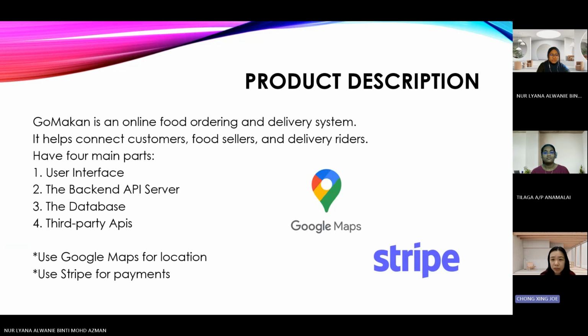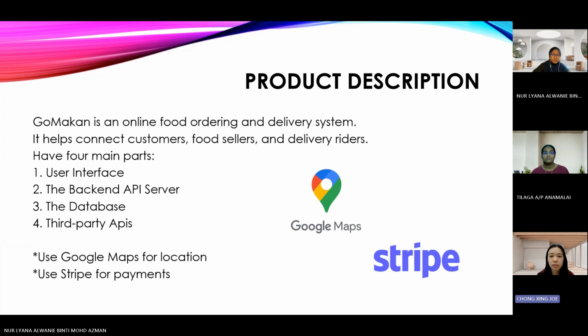For now, I will present the product description first. GoMakan is an online food ordering and delivery system. It helps to connect the customer, food seller, and delivery rider. The system works as a middle system. It uses the mobile app with a backend server for order handling, user control, and live tracking.